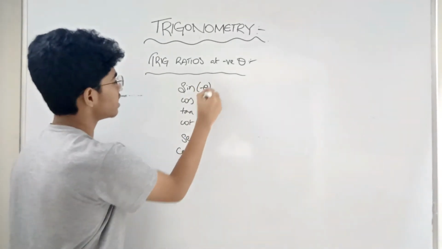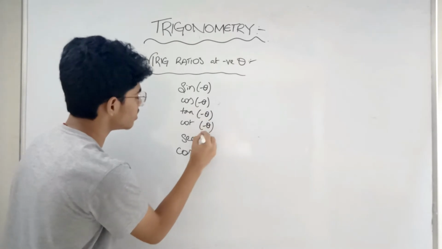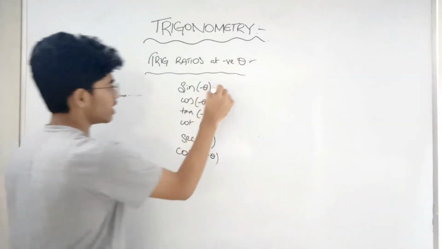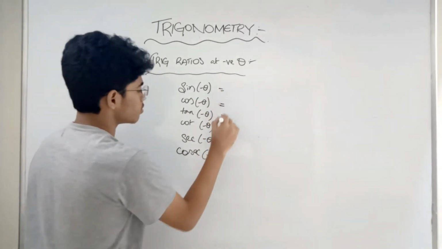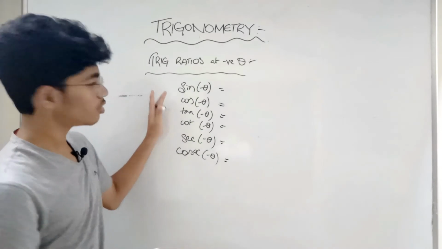That is negative theta, negative theta, and so on. That might be quite irritating. So, trigonometric ratios at negative theta.